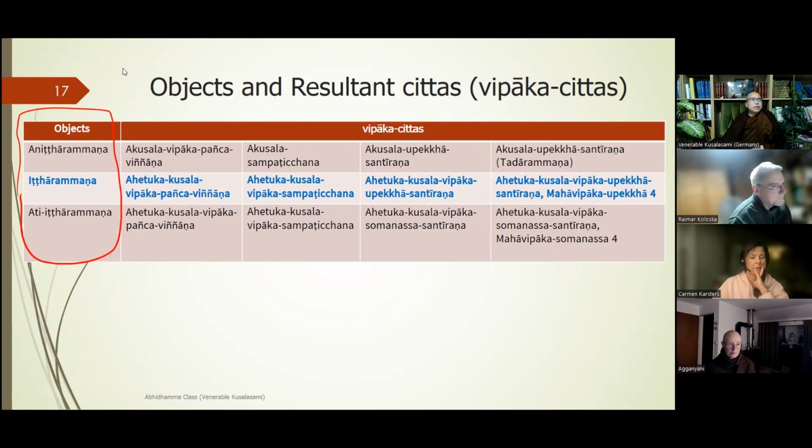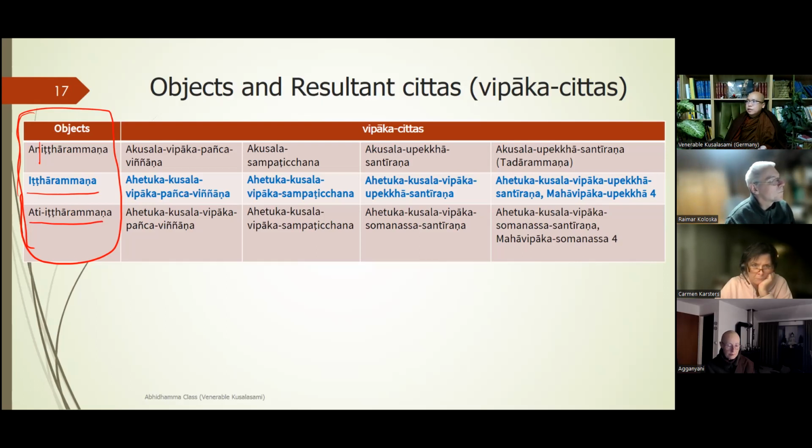It depends on how much energy or force they have. That is ati mahanta, etc. But these three kinds of objects are from another perspective: desirable, very desirable. Ati ittharamana, and anittharamana. Ittharamana is a desirable object, and anittharamana is an undesirable object. Ati ittharamana is a very much desirable object. So there are three.